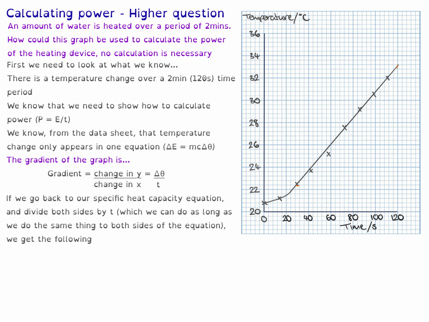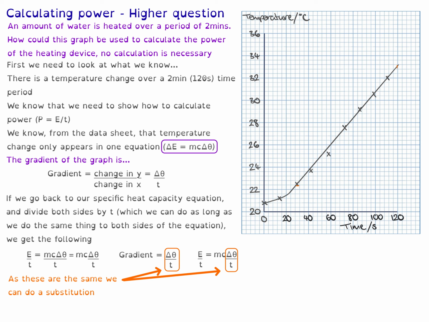If we go back to our specific heat capacity equation and divide both sides by t, which we can do as long as we're doing the same thing to both sides of the equation, we get the following. E over t equals mc delta theta over t. And this can be rearranged slightly to give us mc multiplied by delta theta on t. Now we know that our gradient is delta theta on t. And we have our new equation of energy divided by time equals mc multiplied by delta theta on t.